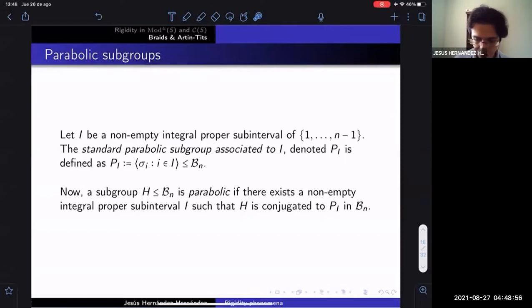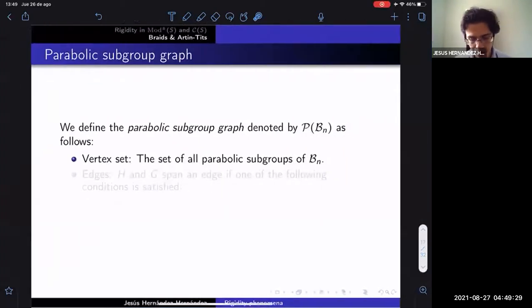So you might take some non-empty integral proper subinterval, and we say that the standard parabolic subgroup associated to it is precisely the one that is generated by all of these generators. On the other hand, a subgroup H is going to be parabolic if there exists a non-empty integral proper subinterval such that H is conjugated to the standard parabolic subgroup. Okay? And with these definitions, I can define the parabolic subgroup graph.